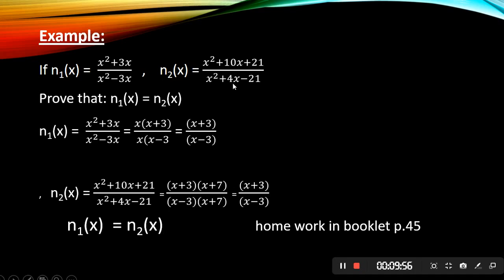So there is a difference between n1 and n2, and n1(x) and n2(x). n1(x) and n2(x) means a function after reducing. But if I ask you to prove that n1 = n2, you have to verify the two conditions: the domain and the simplified form of the two fractions.